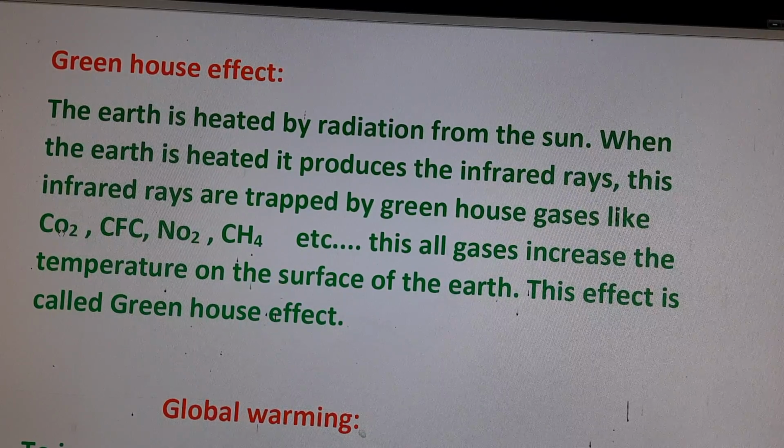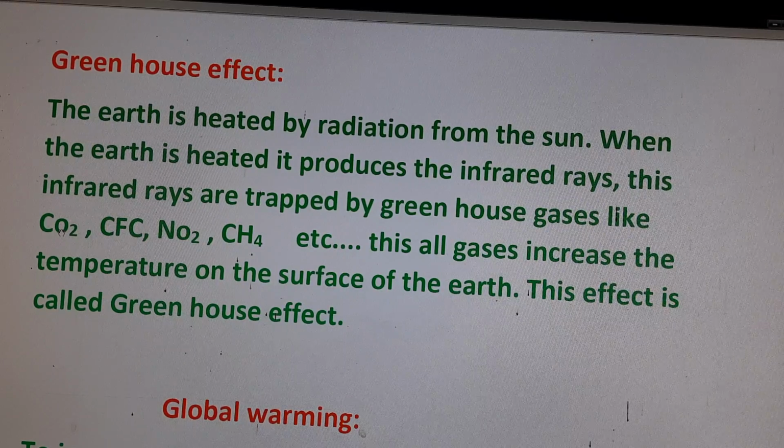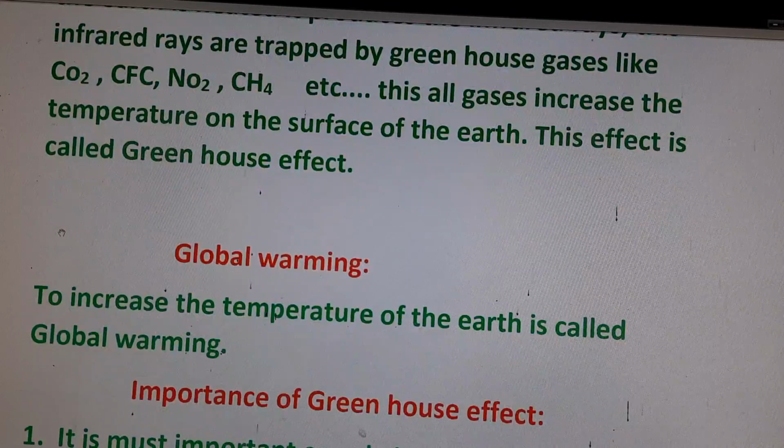Next one is the greenhouse effect. What is the meaning of the greenhouse effect? The whole earth is heated by radiation from the sun. The sun rays fall on the earth, so the earth is heated by the sun's radiation. When the earth is heated, it produces infrared rays. These infrared rays are trapped by greenhouse gases like CO2 (carbon dioxide), CFC (chlorofluorocarbon), NO2 and CH4. These gases increase the temperature of the surface of the earth. This effect is called the greenhouse effect.